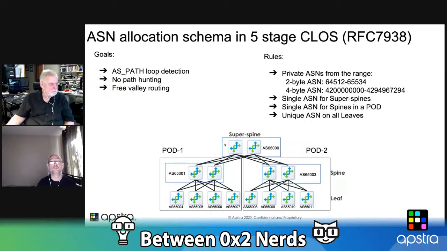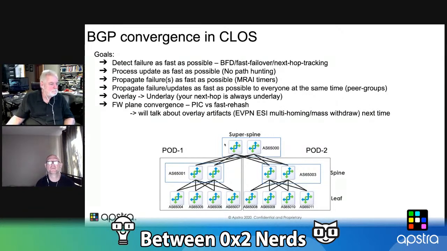So we are going to move to the BGP convergence topic. Short recap here. We are going to use exactly the same topology. So it's equally applicable to 3-stage. So imagine there are no super spines in a single pod. It's not really different.